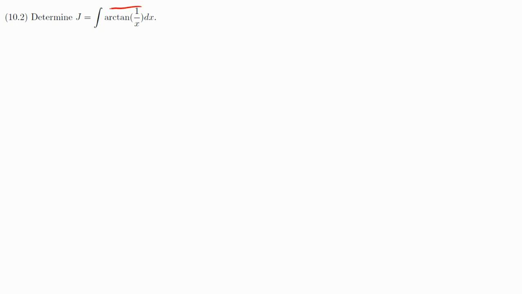So again, I see integration by parts because this is very difficult to solve on its own. So let's set a few things equal to each other. Let f of x be equal to this arctan function, so arctan 1 over x, and let g dash x be equal to 1.